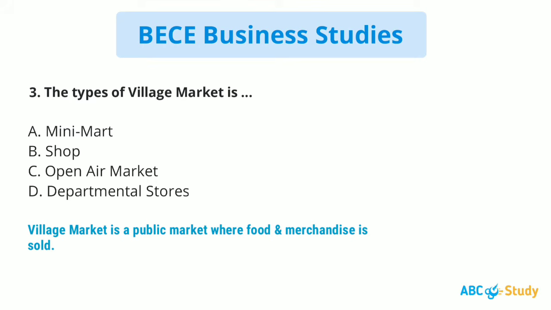If you look at a village, you can't see something like mini marts as a village market. No. If you check a village market, you can't see something like shop. Village market is just like an aggregation of where people will just come together and sell things, food and all that. So if you look at open air market, yes, that's a village setting market. Now look at departmental store, no. You understand? So the answer is actually C. So C is the answer.